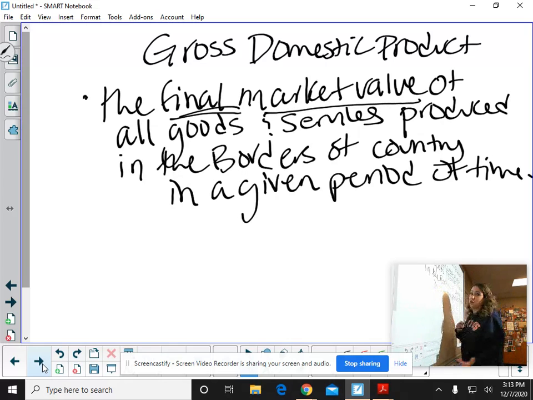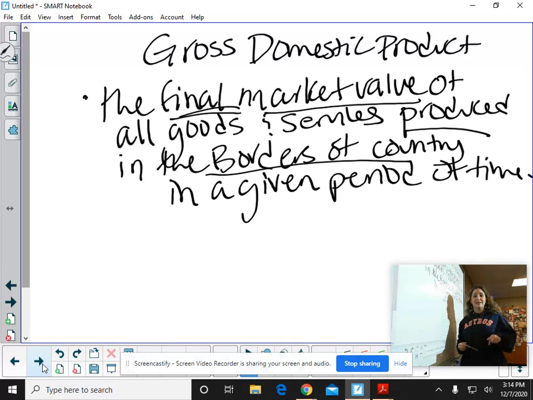Market value means dollar price. GDP is measured in dollars. So it's the final price, the sticker price, of all final goods and services produced in the borders of a country. It doesn't matter who is doing the production, but it has to be in the borders of the country for it to count towards America's GDP. So even if it's a non-American product, let's say a Honda dealership in the United States, that counts towards America's GDP because it's in the United States.